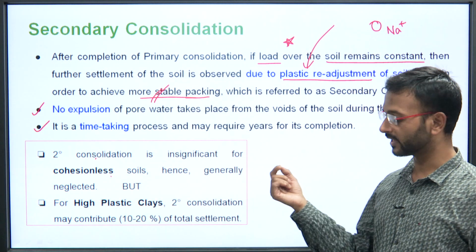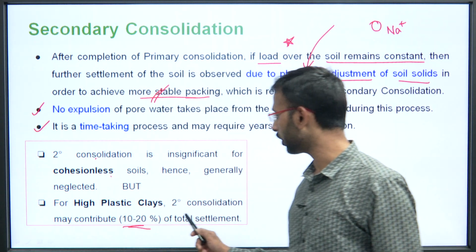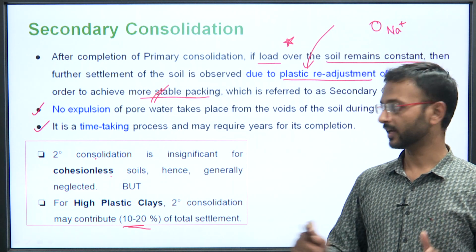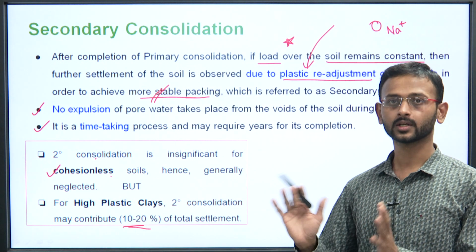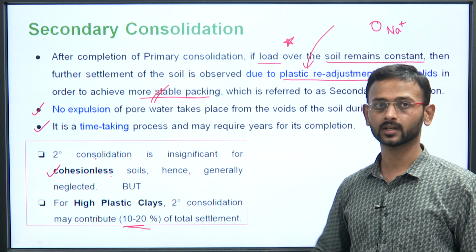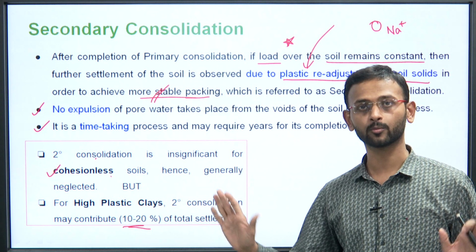But for high plastic clays, what happens? Secondary consolidation may contribute 10 to 20% of total settlement. Let us say if we are talking about sands, that is the cohesionless soil, secondary consolidation is neglected. Why? We will see this, because in the primary consolidation only, what happens? The soil becomes more and more stable.